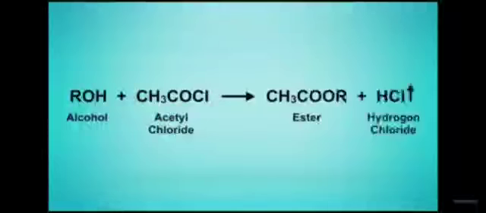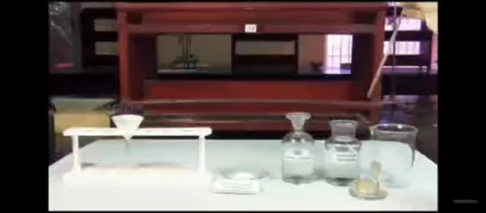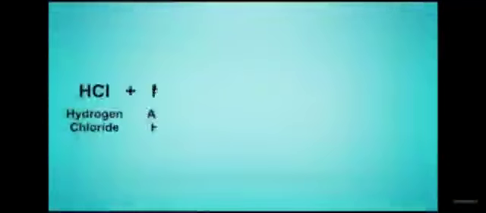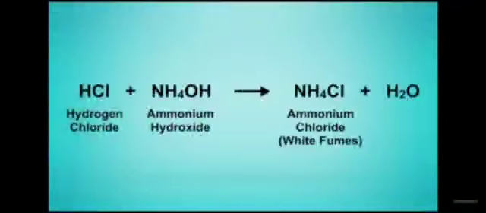The acetyl chloride you have added is CH3COCl. Alcohol reacts with acetyl chloride to give hydrogen chloride. Now, take a glass rod dipped in ammonium hydroxide solution and bring it over the mouth of the test tube. The hydrogen chloride reacts with ammonium hydroxide to form white fumes of ammonium chloride. Formation of white fumes indicates the presence of alcoholic group.